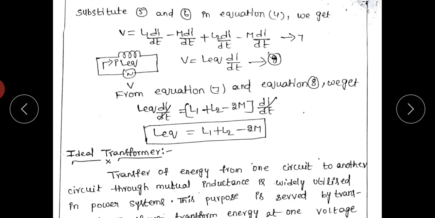In series aiding connection, the equivalent inductance equals L1 plus L2 plus 2M. Here plus 2M in series aiding connection and here minus 2M in series opposing connection. So in series aiding connection, the equivalent inductance value is high compared to series opposing connection. Okay, parallel aiding connection, we already derived.